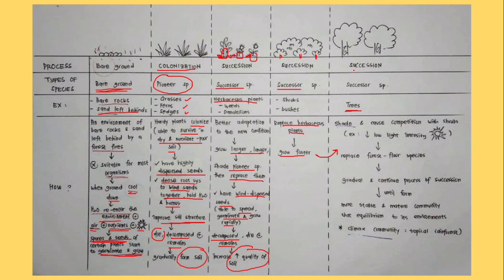By the process of succession, these bigger trees will shade and cause competition with the shrubs tadi. So shrubs will get low light intensity. Bigger trees will get more light intensity, and these bigger trees will replace forest floor species, and this process will be gradual and continue until it forms a stable and matured community. We call it a climax community, such as tropical rainforest.